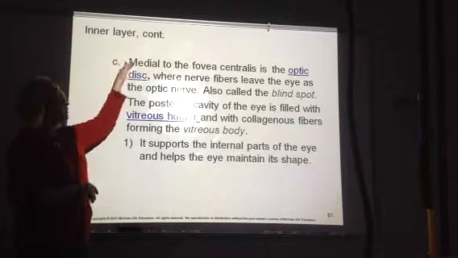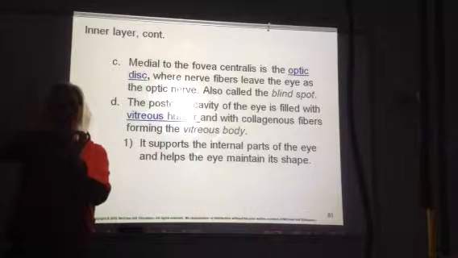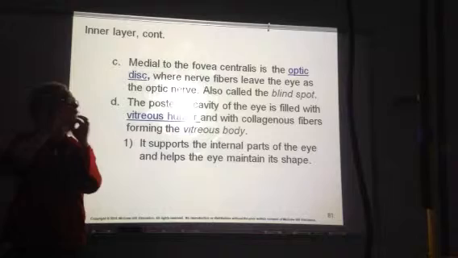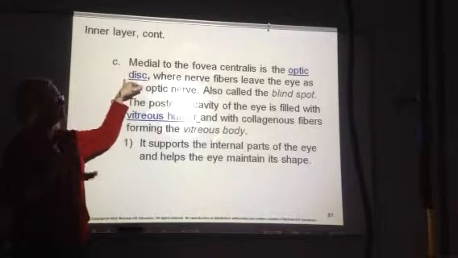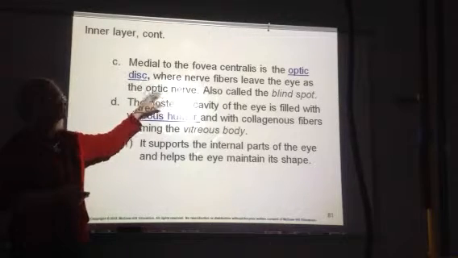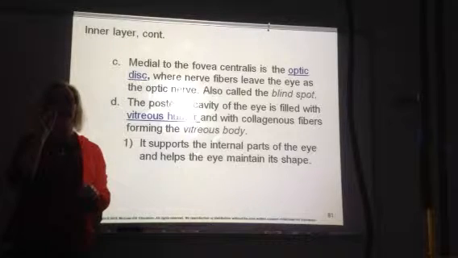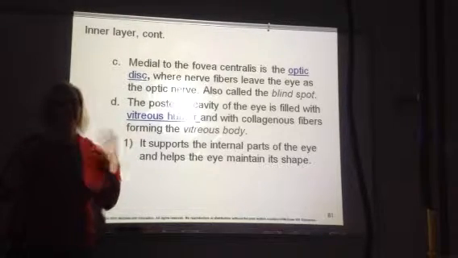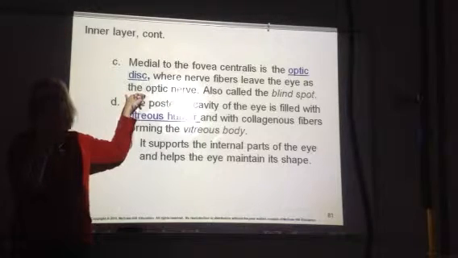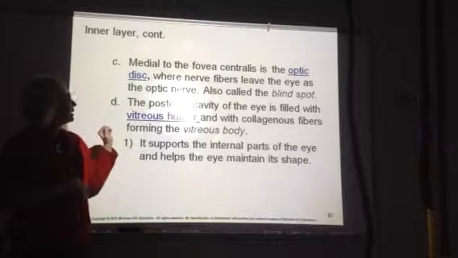Inside or medial to the fovea centralis is the optic disc. So we talked about the optic nerve being on the outside of the eye. Where it comes in on the retina, there's a small spot called the optic disc, and that's where the nerve fibers are going to leave to the optic nerve. This is your blind spot. So there is a spot in your eye that when it receives light rays, you're going to have a blind spot where you don't see a small object.